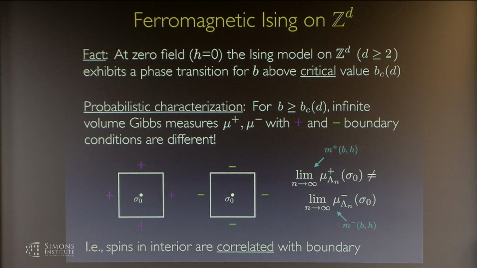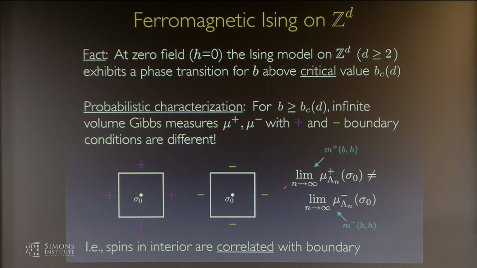So briefly, this can all be made rigorous. I haven't spelled out details at all, but this is just to give an idea here. First of all, let's look at the probabilistic characterization of the phase transition. So you look at your box, and in one case you look at putting plus boundaries around the box. The other case you put minus boundaries around the box, and you let the box go to infinity.